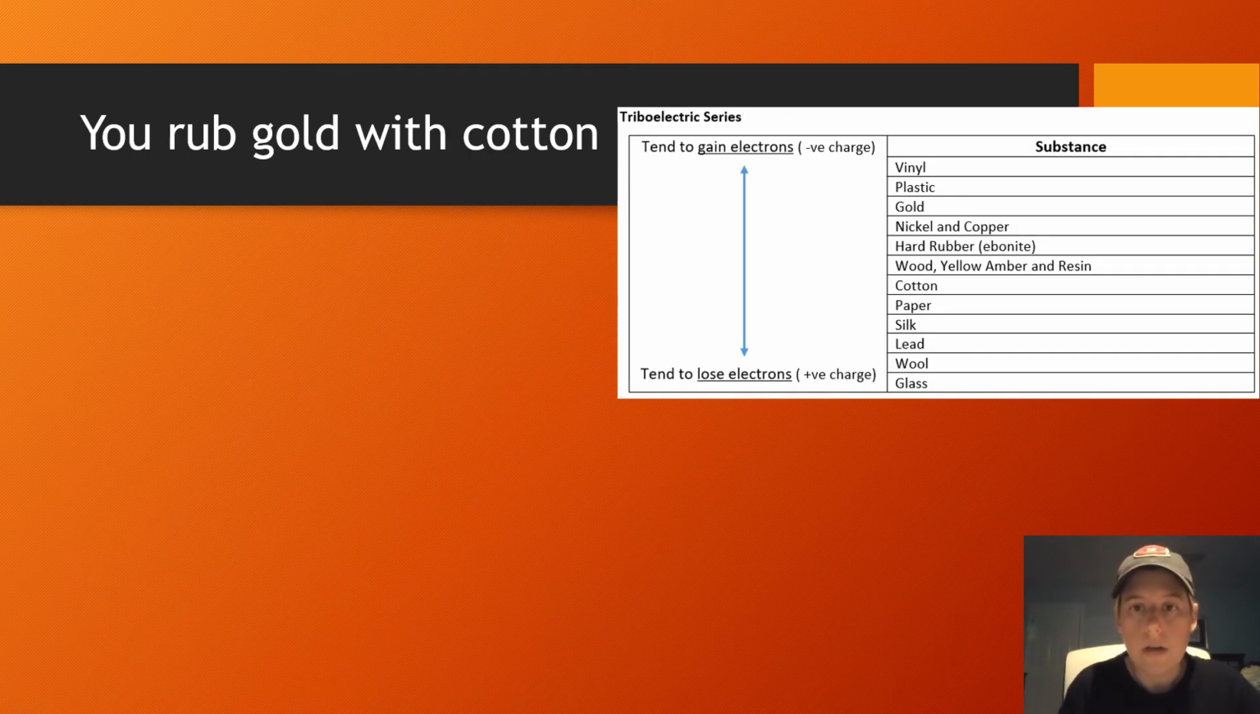So our first example is that we rub gold with cotton. So what we need to do is find gold on our Triboelectric chart. So gold is right here. And we need to find cotton, and cotton is right here. Now, if we notice from our chart, we see that gold is closer to the negative end. So gold is going to have a negative charge. Cotton is closer to the positive end. Cotton is going to have a positive charge. And it really is as simple as that.